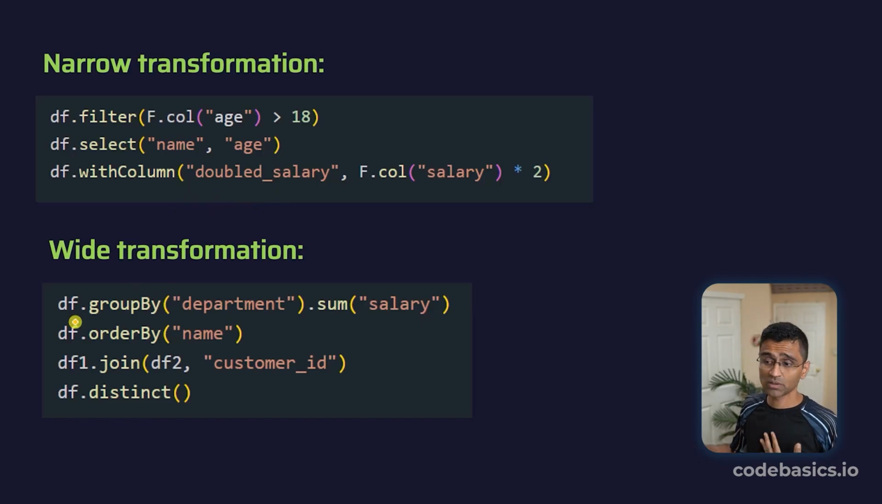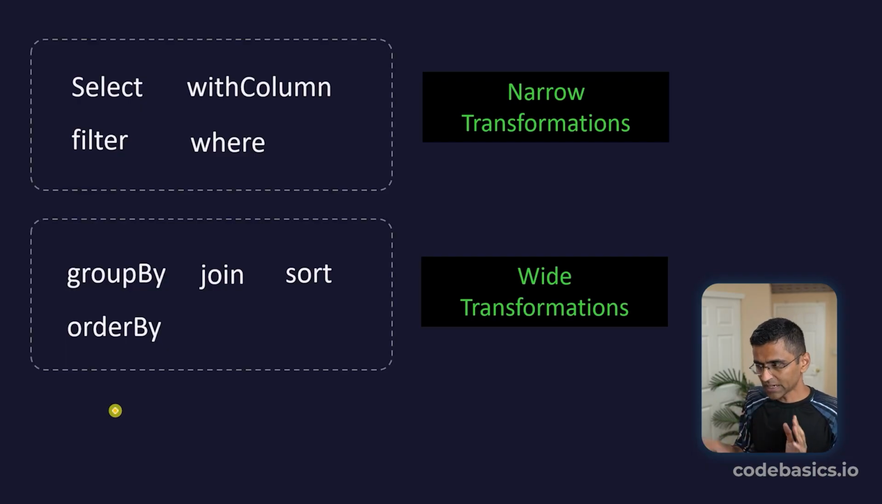These are all narrow transformations. Wide transformation, on the other hand, is group by, order by, join. For all these, you need all the records. With a subset of records, you can't perform this operation. So these are some of the common operations for narrow and wide transformation.